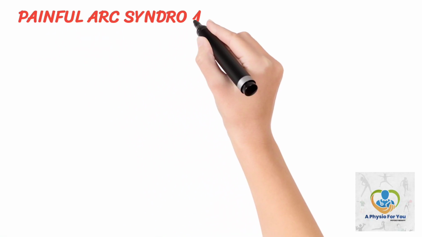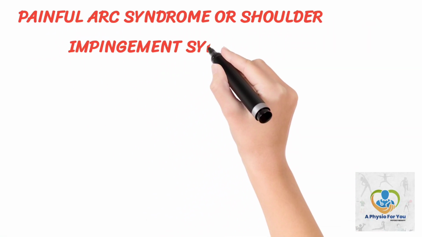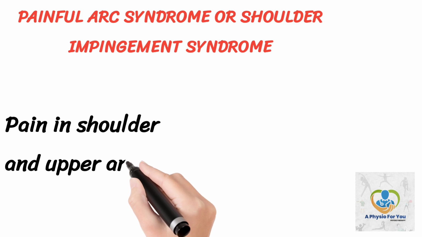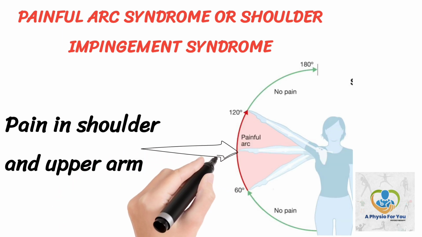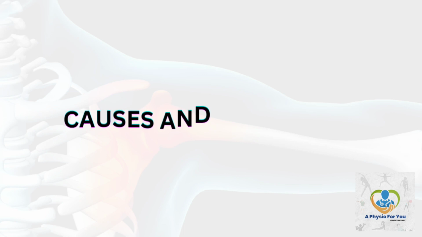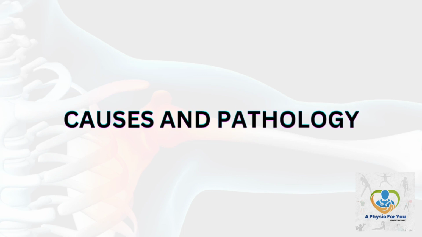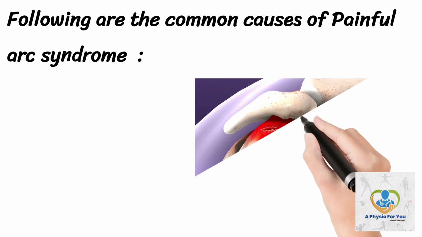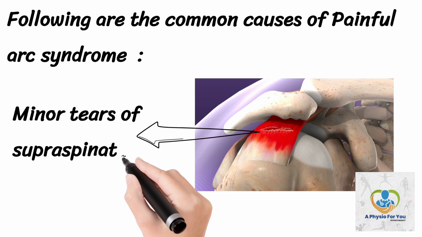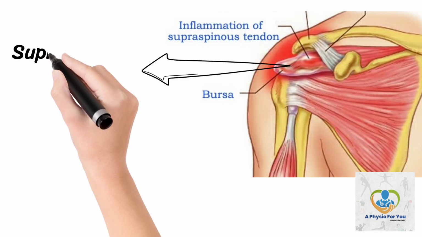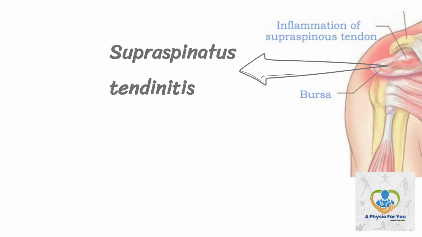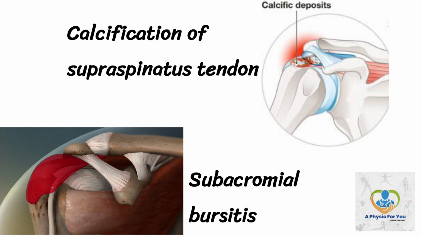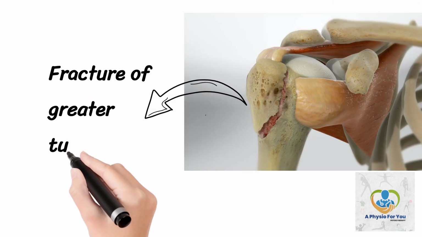Painful arc syndrome or shoulder impingement syndrome is a clinical syndrome in which there is a pain in the shoulder and upper arm during the mid-range of shoulder abduction. Following are the common causes for painful arc syndrome: minor tears of supraspinatus tendon, supraspinatus tendinitis, calcification of supraspinatus tendon, subacromial bursitis, fracture of the greater tuberosity.